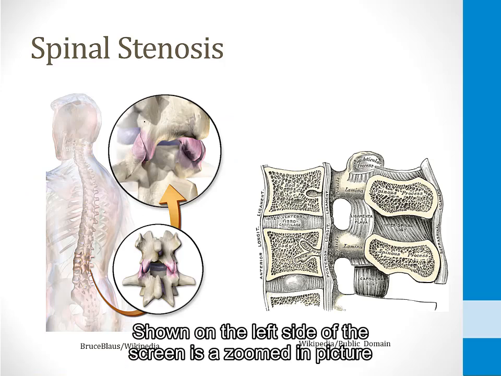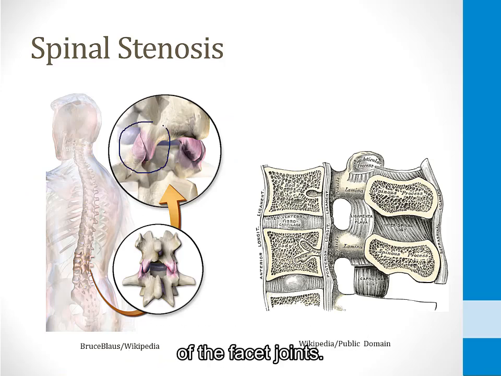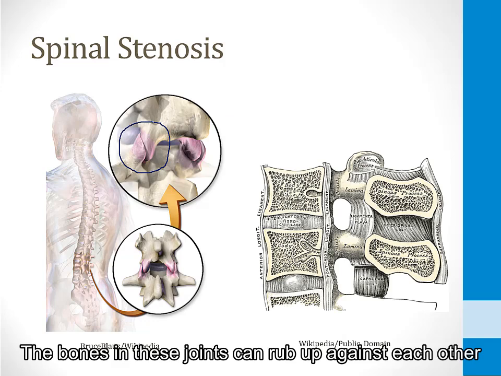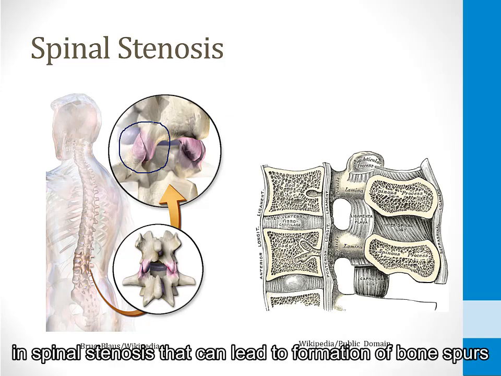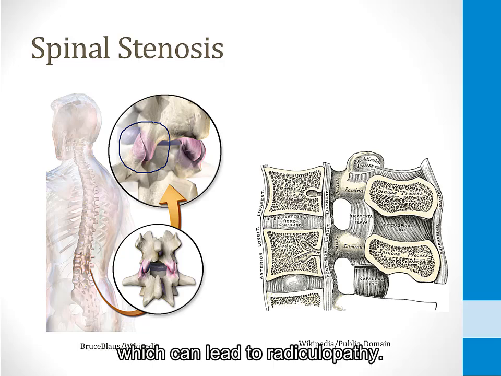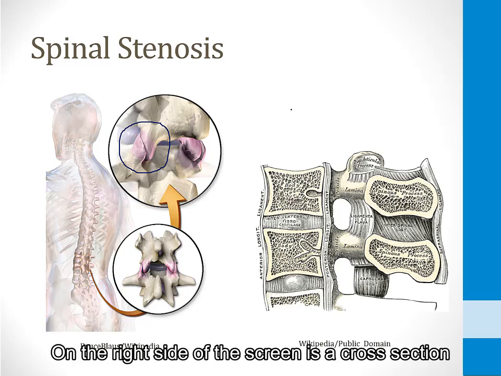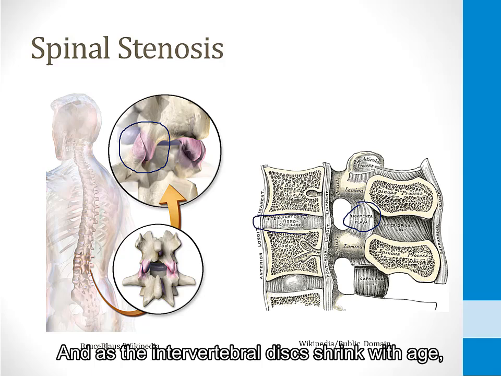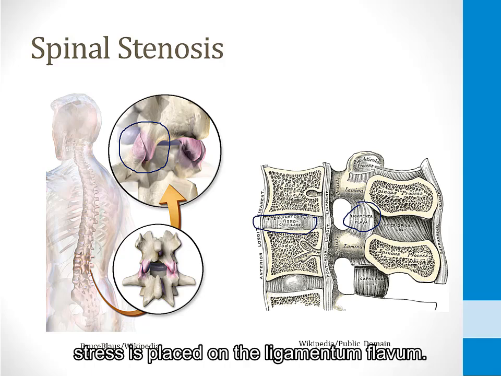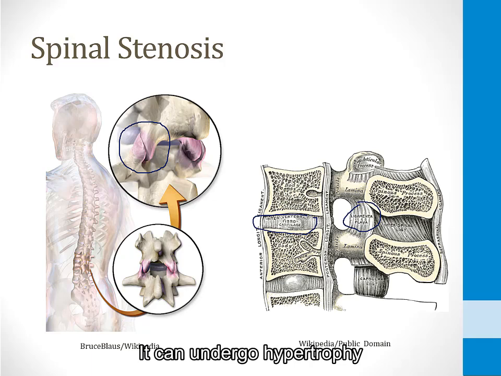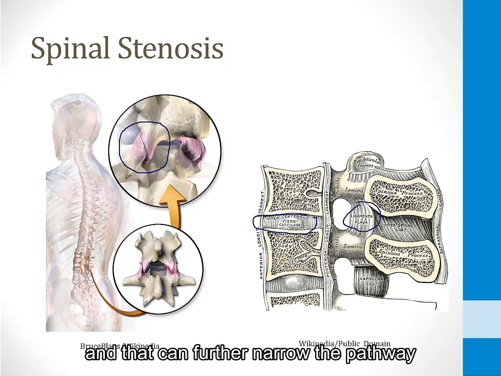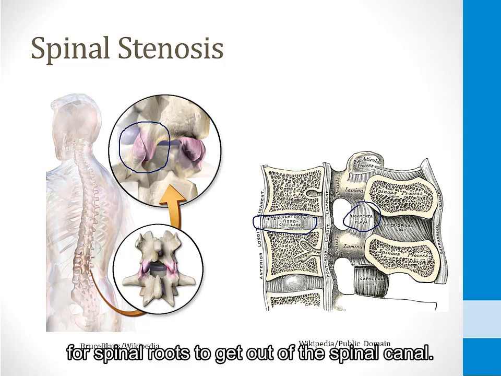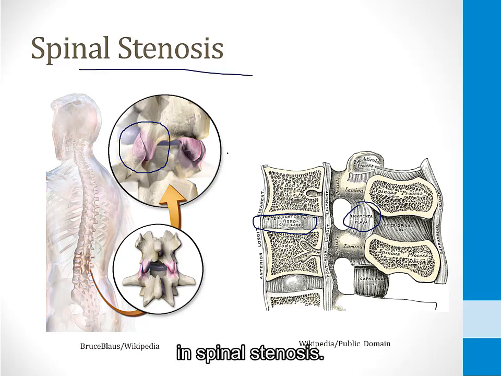Shown on the left side of the screen is a zoomed-in picture of the facet joints. The bones in these joints can rub up against each other in spinal stenosis. That can lead to formation of bone spurs, which can lead to radiculopathy. On the right side of the screen is a cross-section through the spinal canal. This is the ligamentum flavum, and as the intervertebral discs shrink with age, stress is placed on the ligamentum flavum. It can undergo hypertrophy, and that can further narrow the pathway for spinal roots to get out of the spinal canal, and that can contribute to the radiculopathy and spinal stenosis.